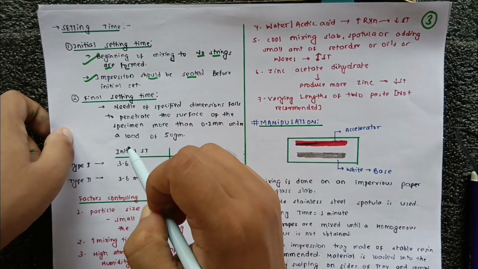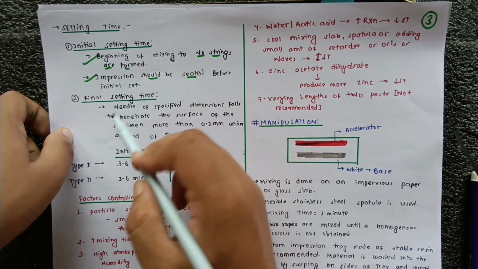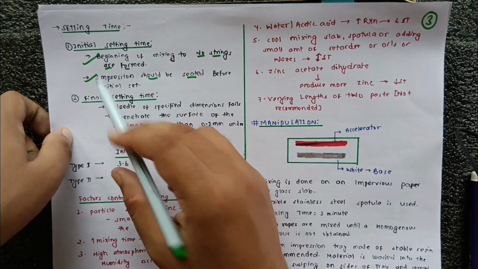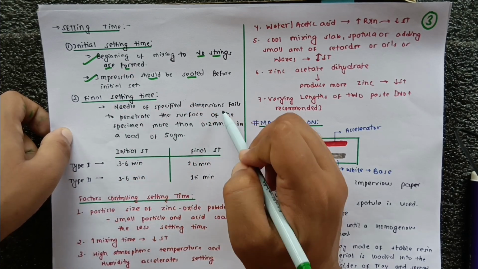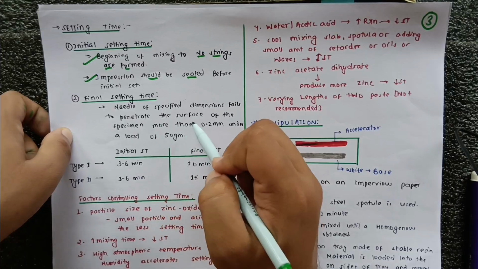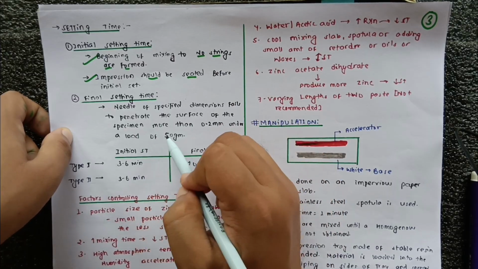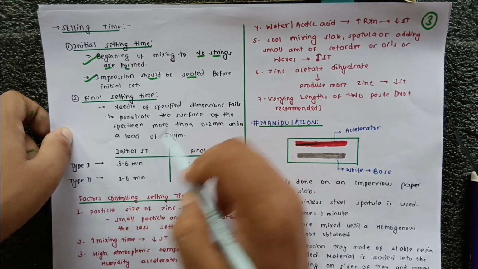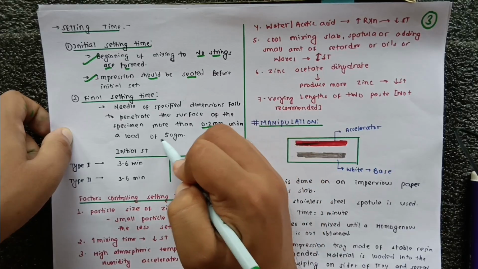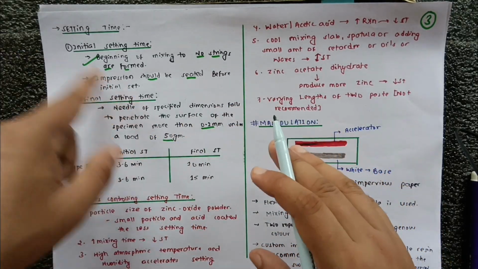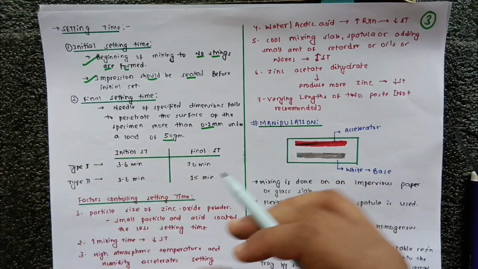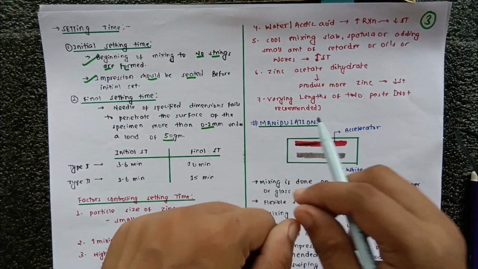And the final setting time is the time after this initial setting time. Final setting time means the needle of the specified dimension fails to penetrate the surface of the specimen more than 0.2 mm under the load of 50 gram. So after this initial set, it finally sets and becomes hard.